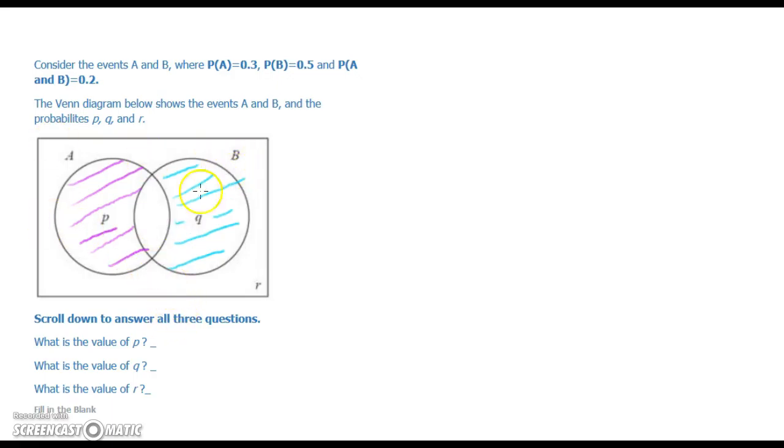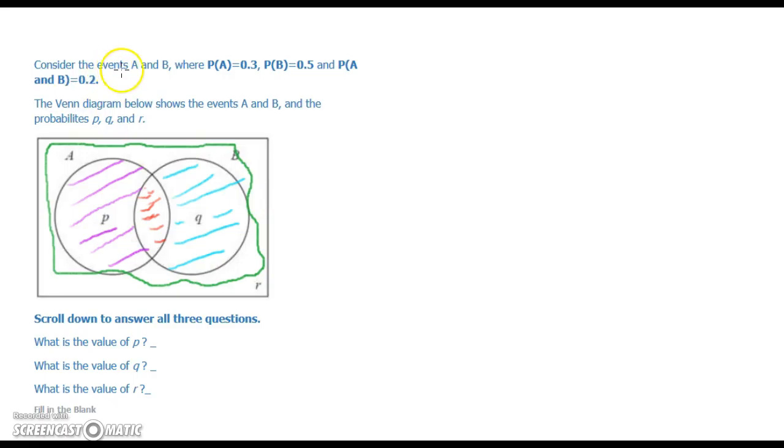Then we have this center area, which I'll just do in red. This kind of area down here in red is another area. And then everything outside this green area, outside here, anything outside the circles, we're going to call R. So that's R. So that's what these things mean, okay? As we read through the question, that's how you read the Venn diagram.